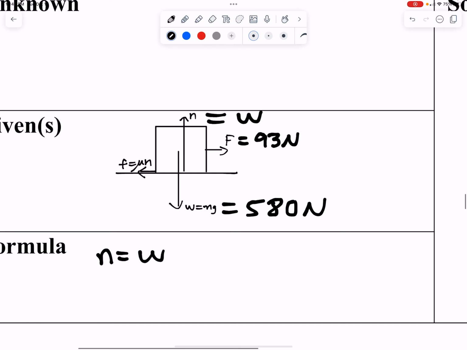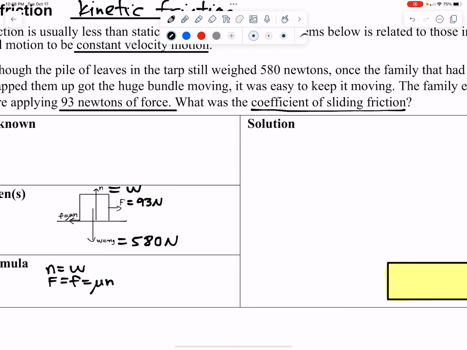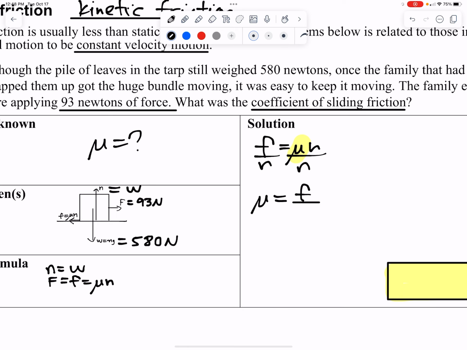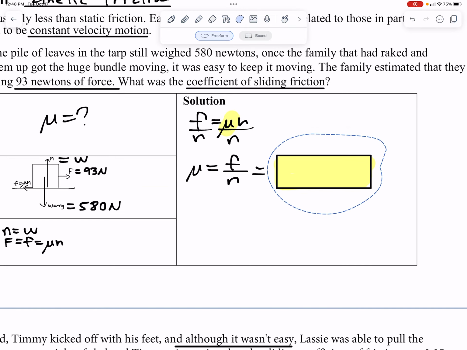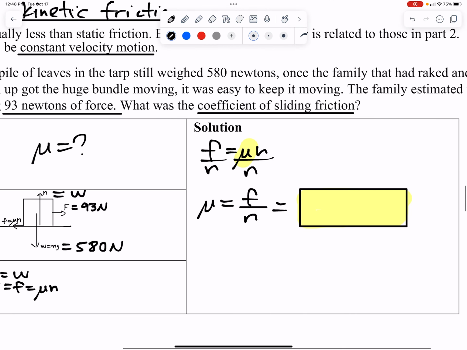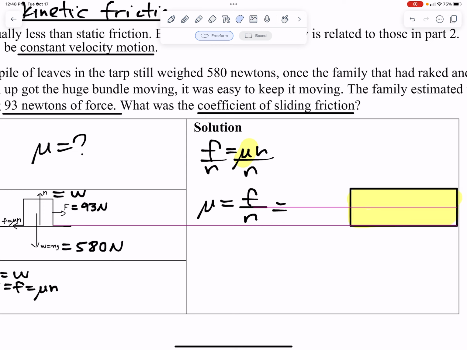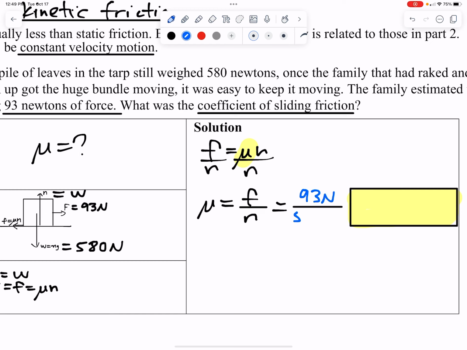So normal force balances the weight, applied force balances the friction, which equals mu times normal force. We're solving for the coefficient of friction, which would be mu. Friction is equal to mu times normal force. To solve for mu, you divide both sides by normal force. So mu equals F over N. The friction force is the same as the force the family is pushing, so that would be 93 newtons. The normal force is the same as the weight, your 580 newtons.